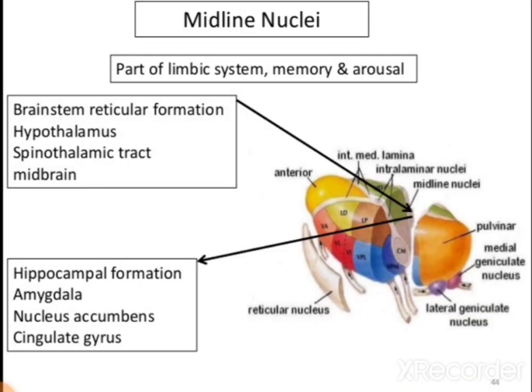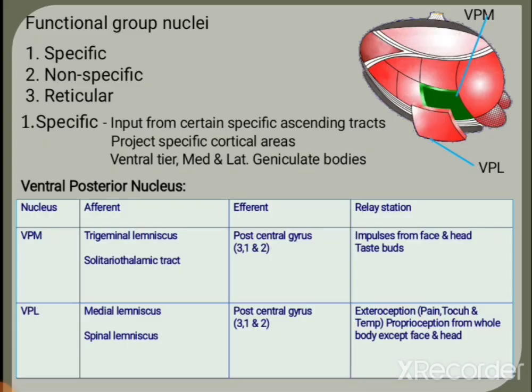So in the midline, it forms the part of the limbic system concerned with memory and arousal. Now the functional groups of the thalamus. There are specific, non-specific, and reticular nuclei found in the thalamus. The specific nuclei receive input from certain specific ascending tracts and project to specific cortical areas.